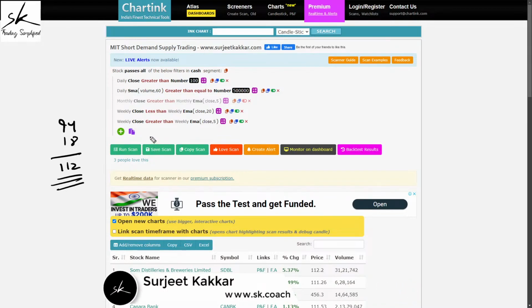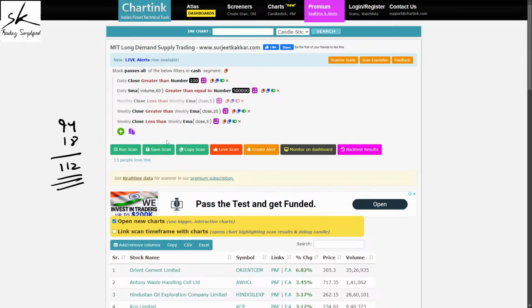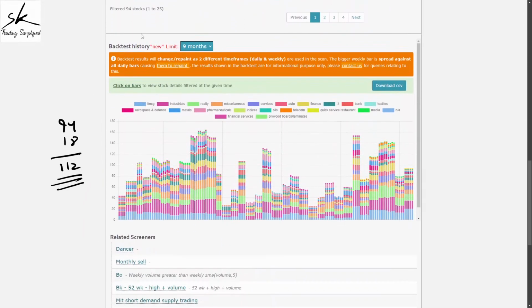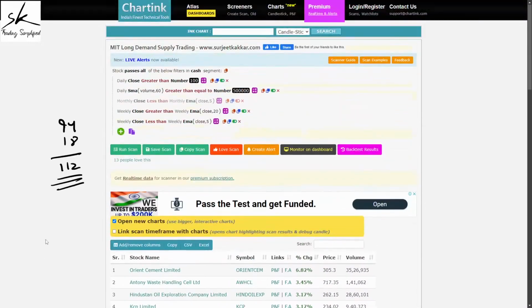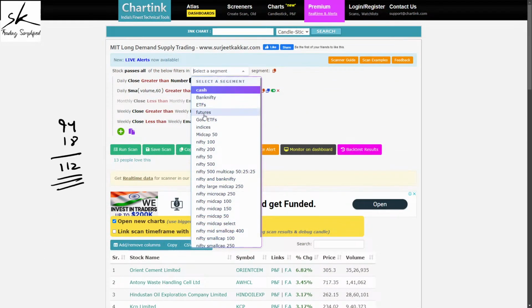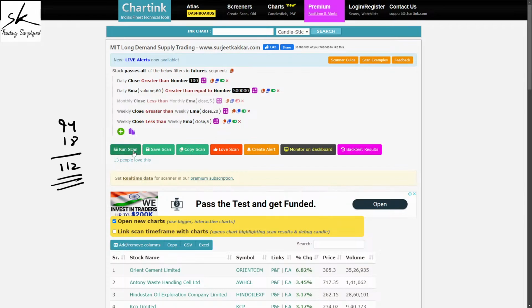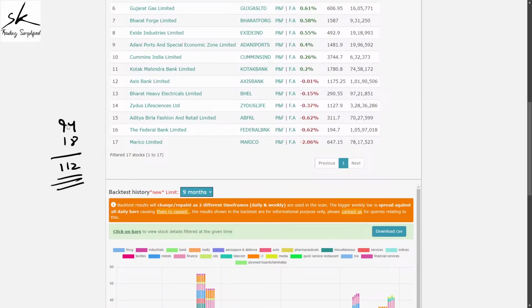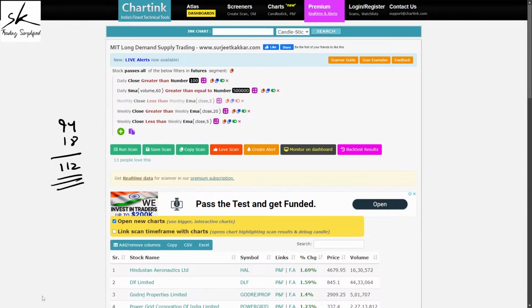So you can see that using different filters, or different conditions, you can make your list a little bigger or a little smaller. Just as an example, if you feel that 94 is too many and you want to filter further, you can select that you don't want the cash segment, you only want the ones which get traded in futures. I run the scan again, and now instead of 94, it is giving me only a list of 17 symbols. So yes, you can make this list bigger or smaller by using different scanners, screeners and filters. Whatever you feel is the best fit and a good enough sample size for you, that is what you can do.